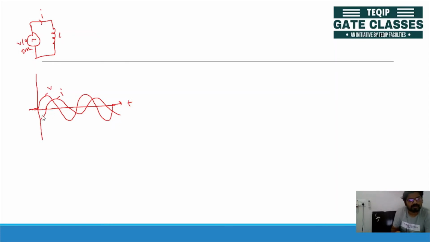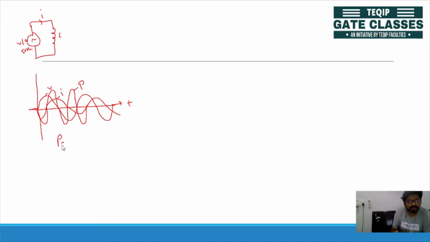Then what will be your power waveform? V into I. From here to here the voltage will be positive and the current negative, so your power will be negative. From here to here your power will be positive because both voltage and current are positive. From here to here the current is positive and the voltage negative, so power will be negative, then positive, then negative. So your power waveform alternates between positive and negative. Here is your instantaneous power waveform.